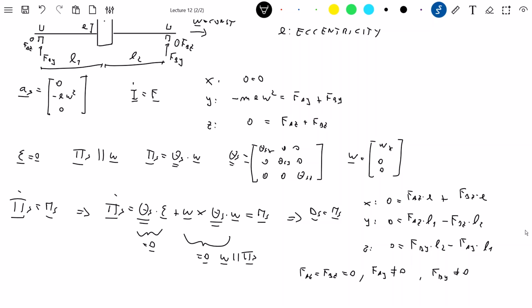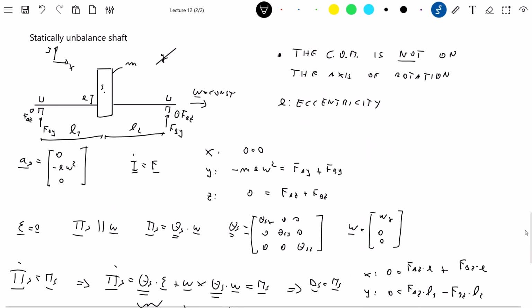So it depends on the acceleration, on the mass, and on the angular velocity to the power of 2. What is important here is that in this system, the forces in the y direction are different from 0, even without gravity. I'm not talking about the weight, so it's not compensating some static force, it's a dynamic force, and this is rotating.